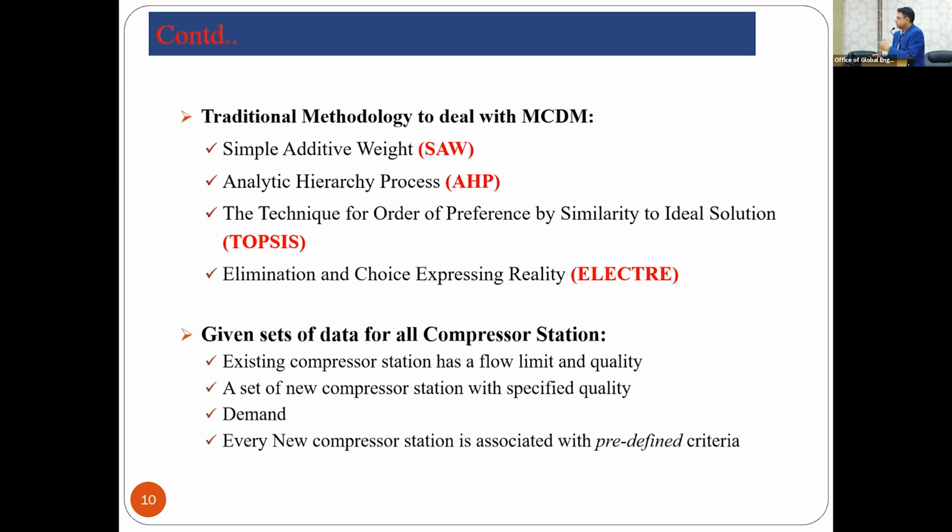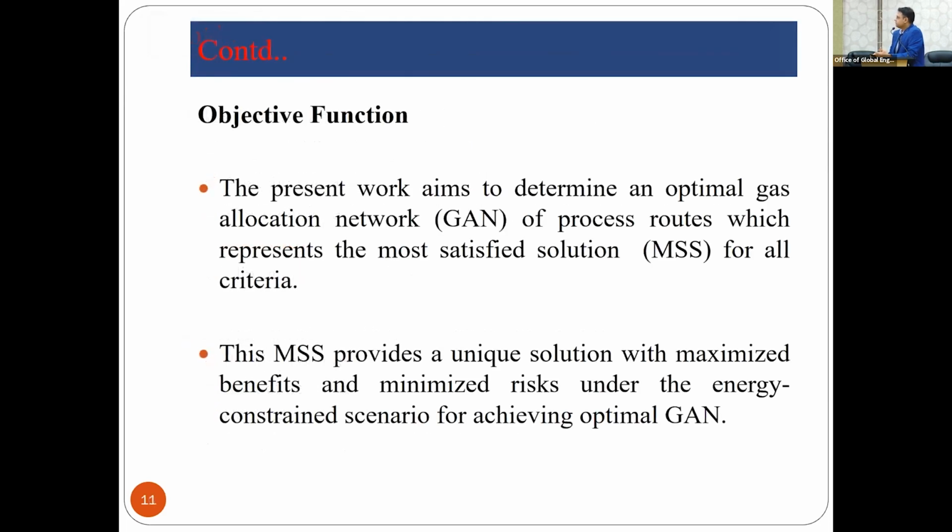So coming to this problem, we have the existing compression stations, flow limits and quality, a set of compression stations with specified quality, and we have demand. Every new compression station is associated with predefined criteria. We have to find out which new compression station is to be installed. The present work aims to determine the optimal gas allocation network, the process route which represents the most satisfied solution for all criteria. This most satisfied solution provides a unique solution with maximized benefit and minimized risk under an energy constraint scenario for achieving the optimal gas allocation network.